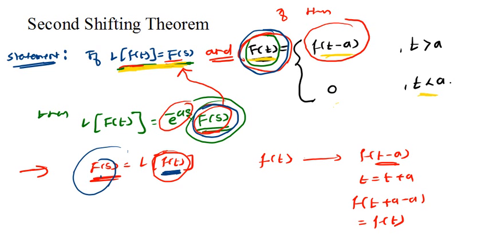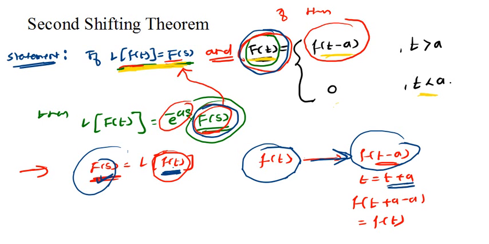It means to calculate F(s), we need f(t). How to get this f(t)? f(t) can be calculated using F(t minus a). How? In this F(t minus a), replace this t by t plus a, so that you will get f(t), and then find the Laplace of this f(t), that will be what? F(s). Okay, that will be our answer.